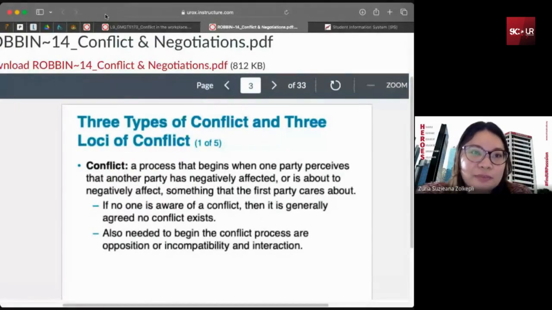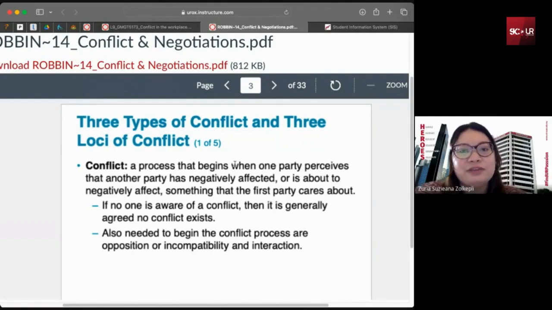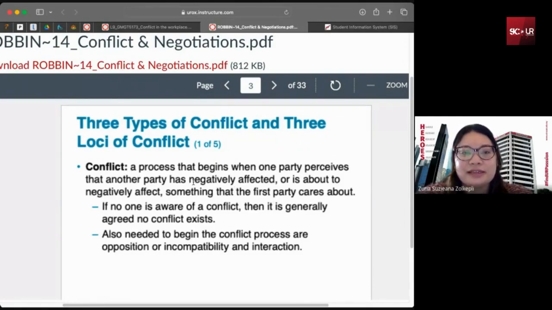Conflict can happen anywhere, including in your workplace as well. So conflict is actually a process that begins when one party perceives that another party has negatively affected something that the first party cares about. So the keyword here is negatively affected. If you feel that you are not in favor of any situation, there might be a conflict.